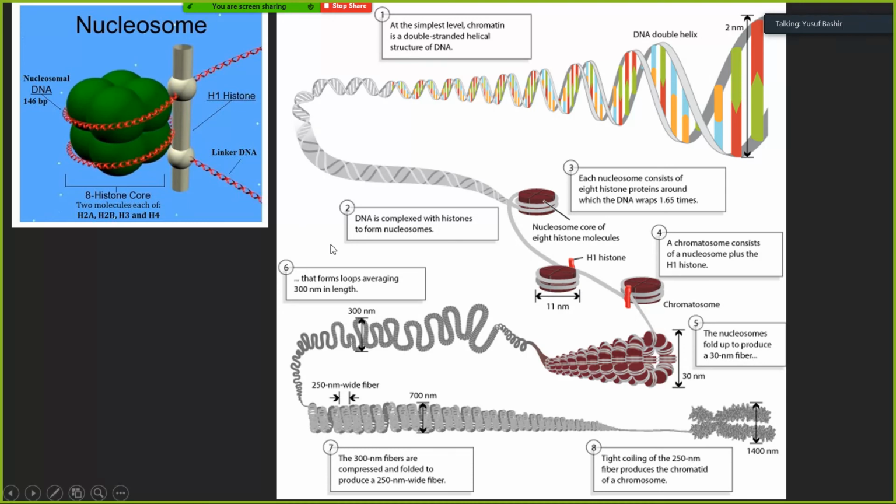So what do they do? This is just a way of organizing it so that the DNA is not floating around randomly.